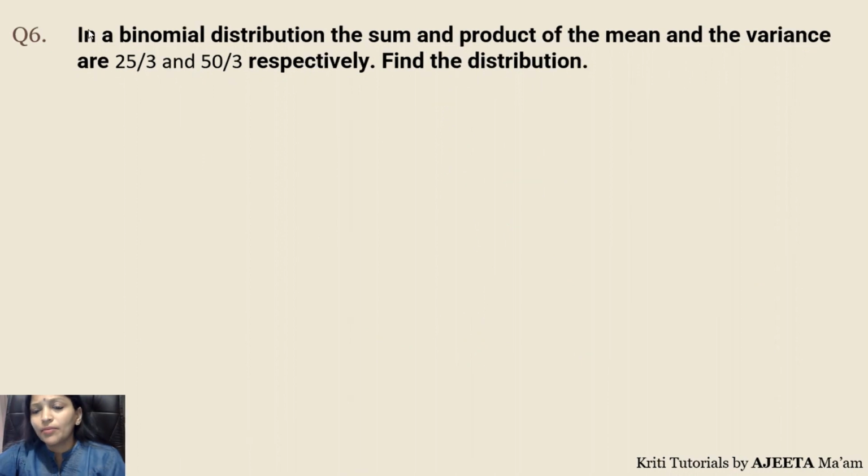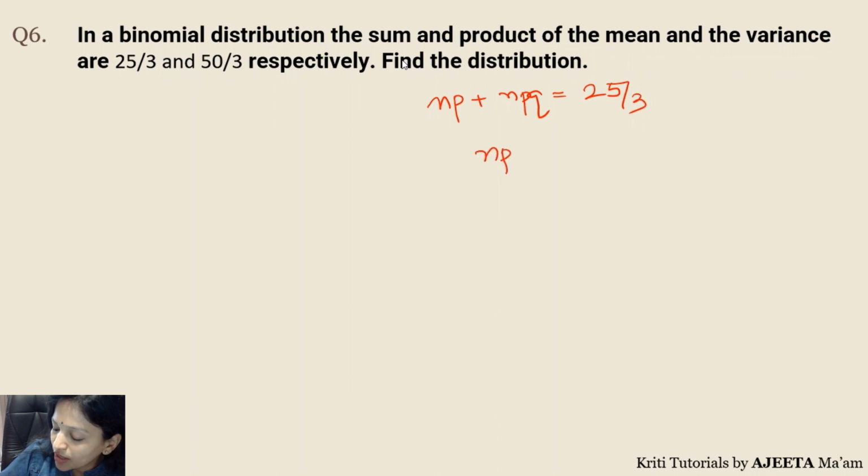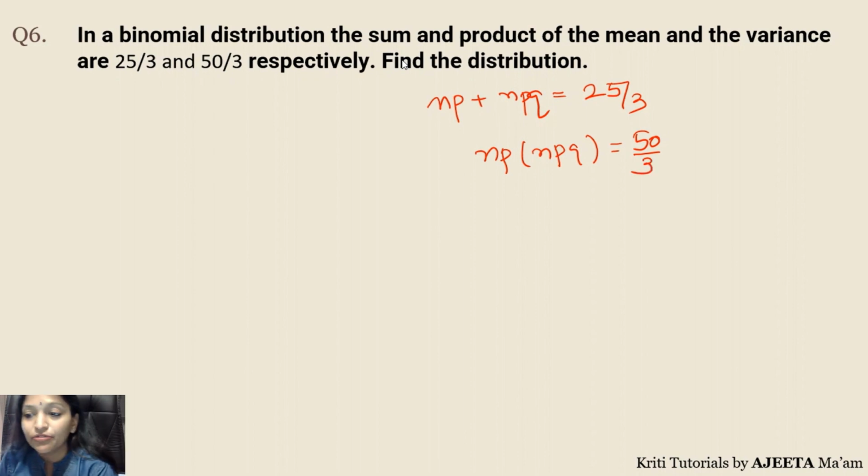Now the next question is, in a binomial distribution, the sum and product of the mean and variance are so and so. Find the distribution. So here the sum and product of the mean and variance is given to you, students. So NP plus NPQ is given to you as 25 by 3, and the product of the two is given to you as 50 by 3. Now the simplest thing is substitution that we can do here to find the value of N, P, and Q, because we have to find all three values because we need to find the distribution. Right? Now let's find the value.